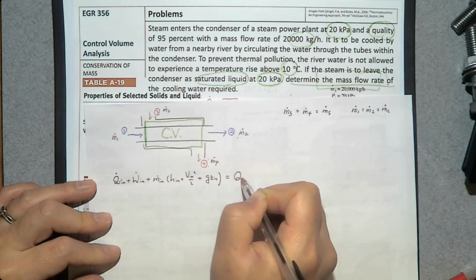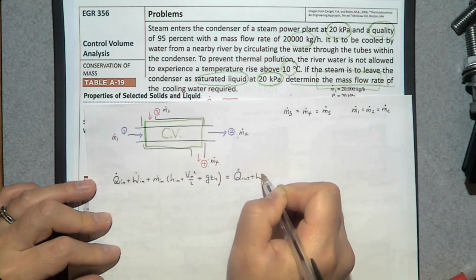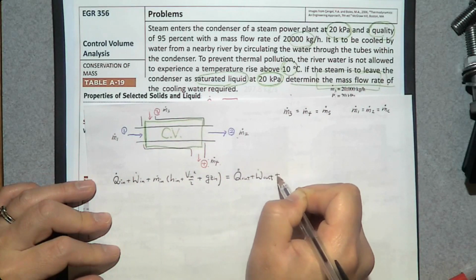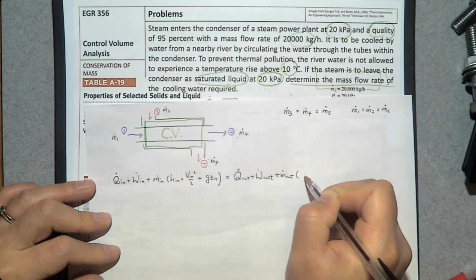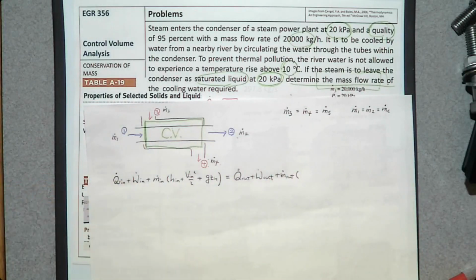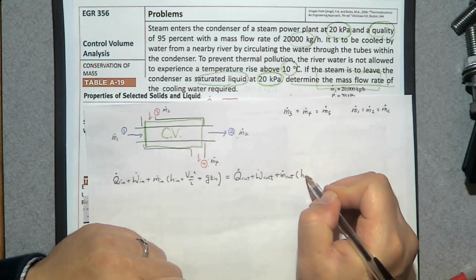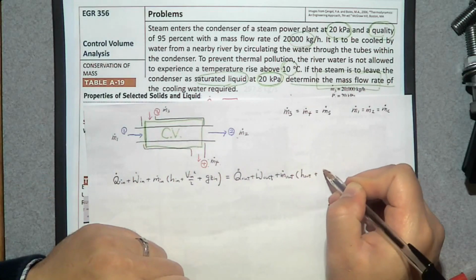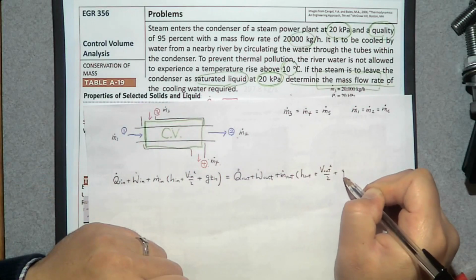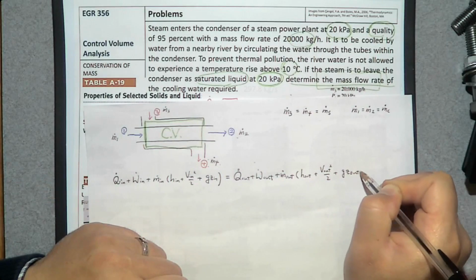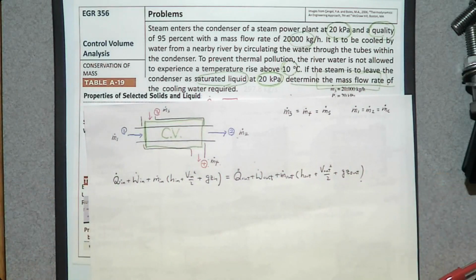It's going to be Q dot out plus W dot out, and mass leaving this control volume, m dot out. This m dot out has three forms of energy: specific enthalpy, h out; specific kinetic energy, velocity squared over 2; and potential energy, gravity times elevation z. So this is the general energy balance equation. This is the equation that you are going to write on your formula sheet, right?